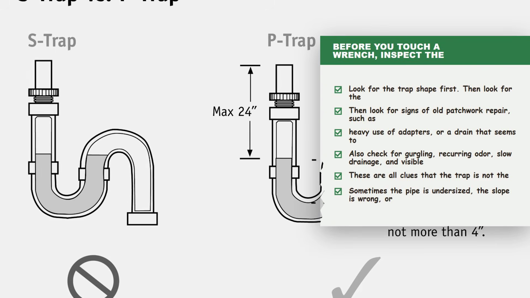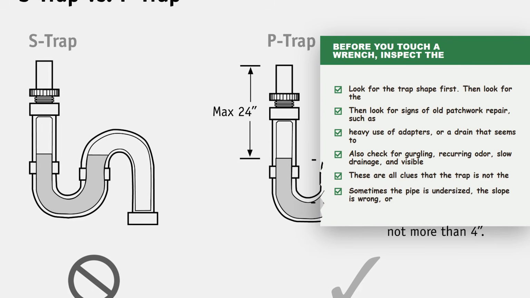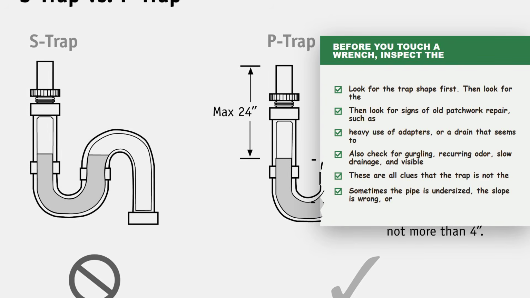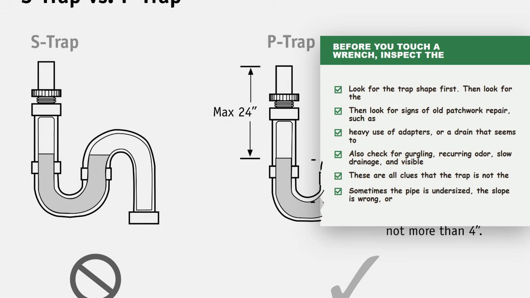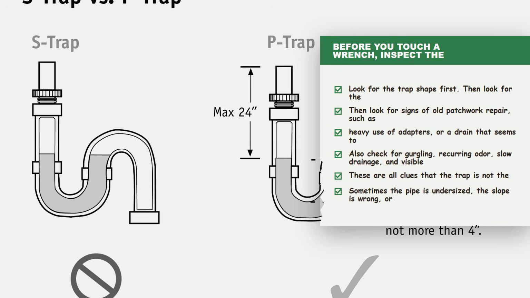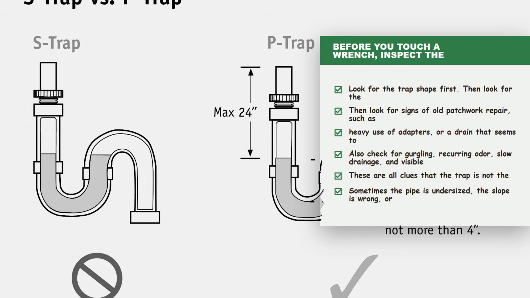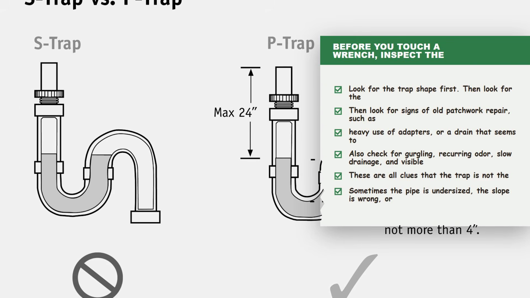These are all clues that the trap is not the only issue. Sometimes the pipe is undersized, the slope is wrong, or the vent is blocked. In other words, the S-trap may be the symptom, not the entire disease. If the plumbing is ancient, be careful not to assume that "it has always worked" means it is correct. Many old installations function just enough to stay unnoticed until a smell, backup, or inspection exposes the weakness.